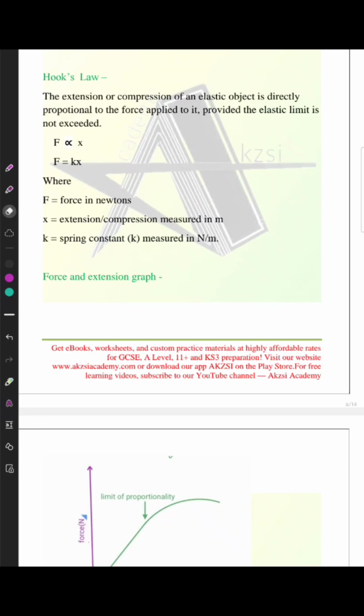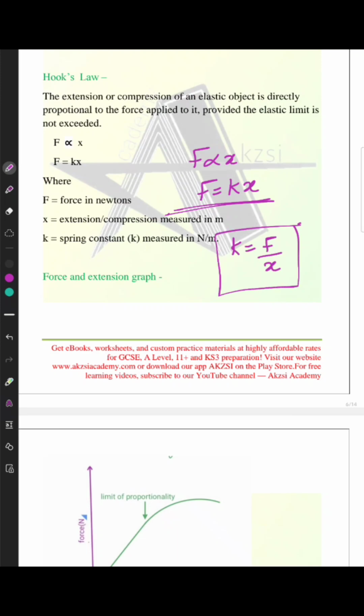So I can say force is directly proportional to the extension, which is written here, and when we solve it, we need to remove this proportionality and introduce an equals sign. When we introduce an equals sign, we have to introduce a constant, and in this case K is your constant, which is called the spring constant. So what is a spring constant? If you have difficulty explaining something, formulas are very helpful in describing the definition. We have F equals Kx. That means K would be F over x. Spring constant is force over extension.